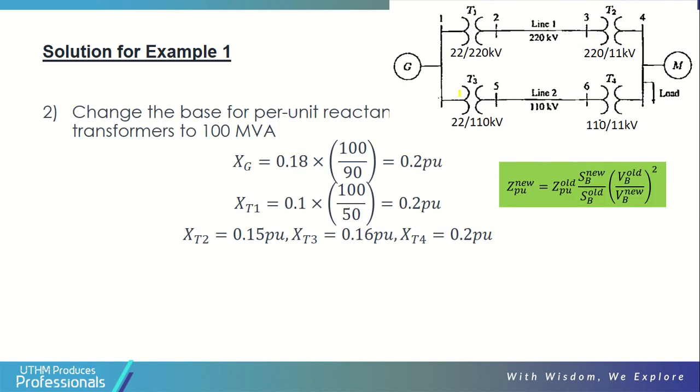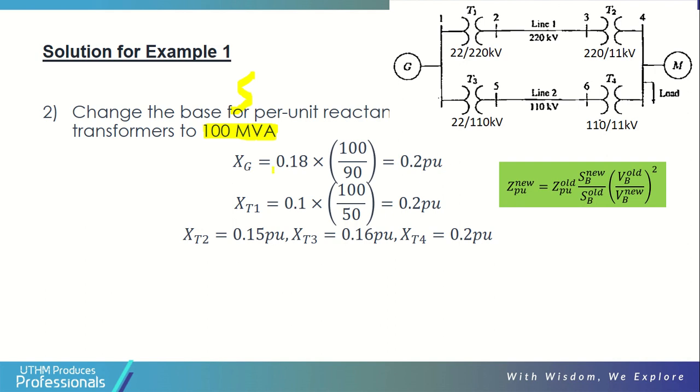Okay, number 2, you need to change the base of the per unit reactance of the transformer to the 100 MVA common base. This 100 MVA is basically the common apparent power base. Use this change of base formula: Z per unit new equals Z per unit old times S base new divided by S base old times V base old divided by V base new, squared.